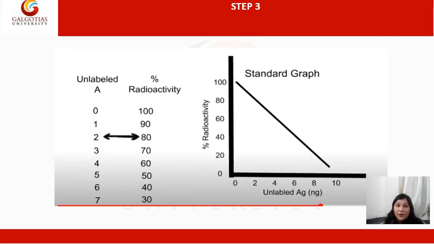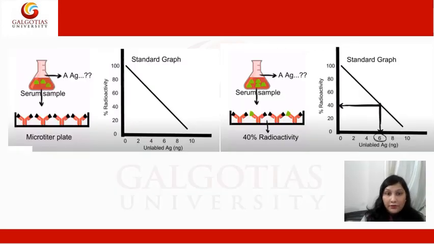Remember that we have not yet used the sample serum. These are all solutions that we have made in the lab. We have not yet used the sample serum. Now is the time to find out the concentration of our sample solution that we took at the start, which was our actual objective. We have to find out the concentration of A antigen in this serum sample. Now what will we do?